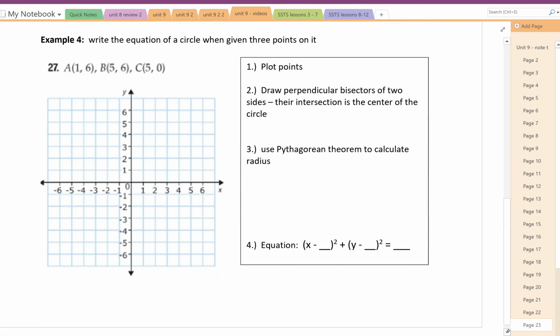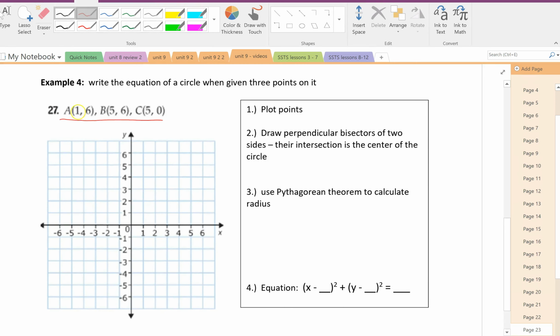Next one, what if I want to write the equation of a circle and all I'm given are 3 points that the circle passes through? First thing I'm going to do is plot these 3 points. A, it tells me, is at 1, 6. So 1, 6 is right here. So there's A, B is at 5, 6, and C is at 5, 0. So those are my 3 points.